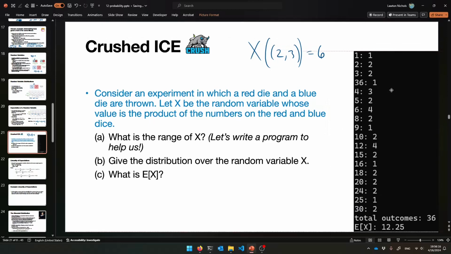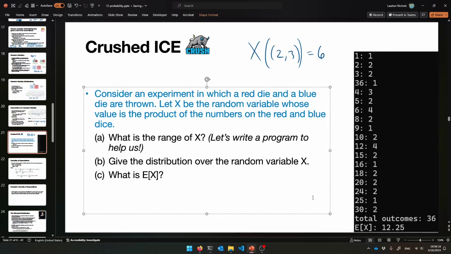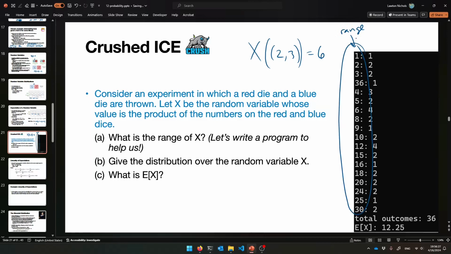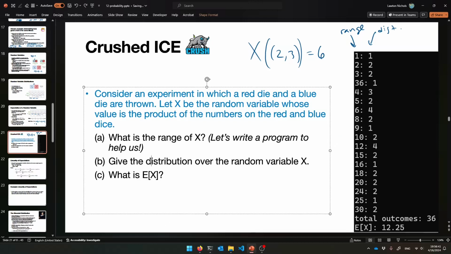There's the output there. And so just by doing that weighted sum, this is the range right here. These are the different possibilities you can see. And then this right here is the distribution. How many times is it possible to get a 1 as your output, or a 36 as your output? It's just one option. 10 has got to be 5 and 2 or 2 and 5. You only have 2 outputs there. And so there's your distribution.